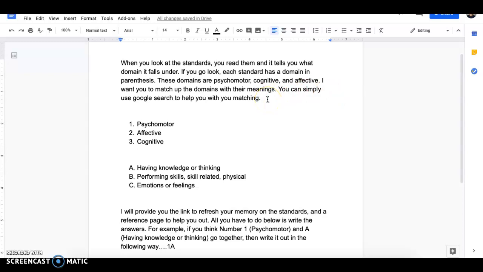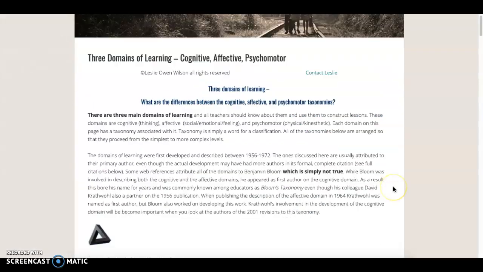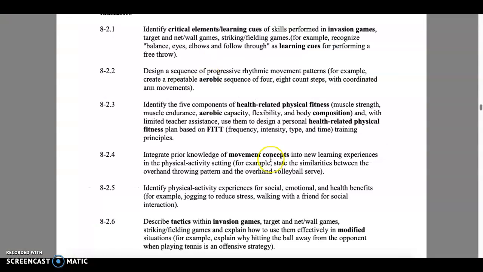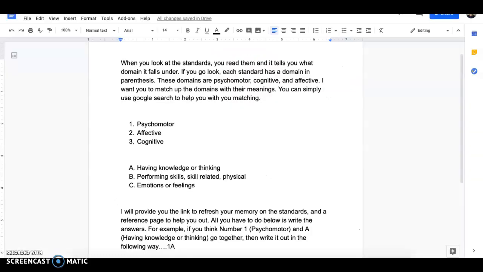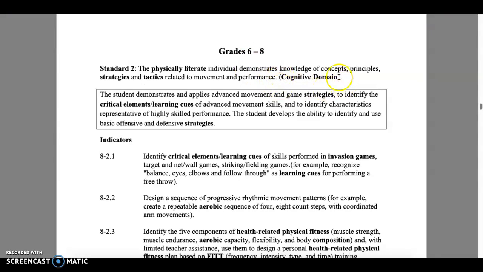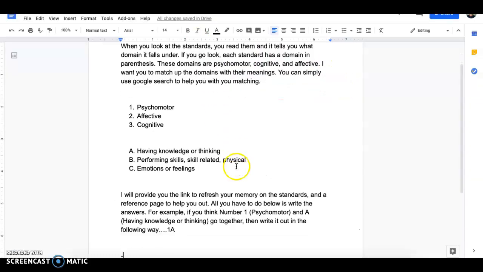I'm going to give you a link that you can look at, which is going to be this link right here. But if you go look at the standards, you see that standard 2 works with the cognitive domain. So you need to know what those mean. A lot of times when we do stuff in PE, everybody wants to know why we're doing it and what the purpose is. So that's kind of why those are right there. The domains are right here and their meanings are listed as A, B, C.